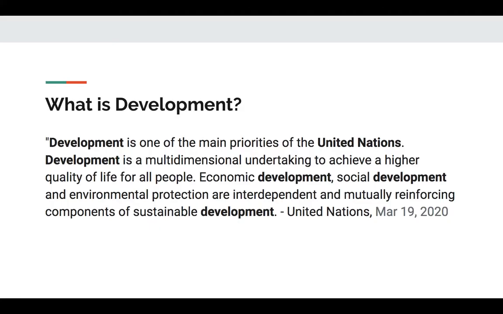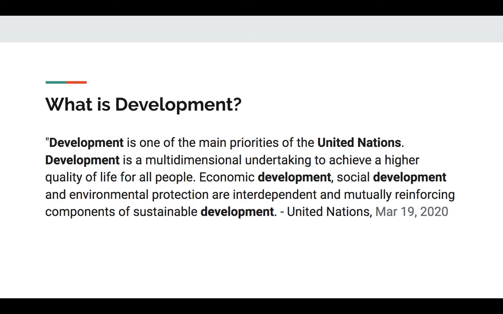So when we say development, we want to have an understanding of what that means. The United Nations is an organization that we've really relied on for definitions of development and categories of development. So this is a really nice definition from the United Nations. It says development is one of the main priorities of the United Nations. What this is, it's a multidimensional undertaking to achieve a higher quality of life for all people. Economic development, social development, and environmental protection are interdependent and mutually reinforcing components of sustainable development.